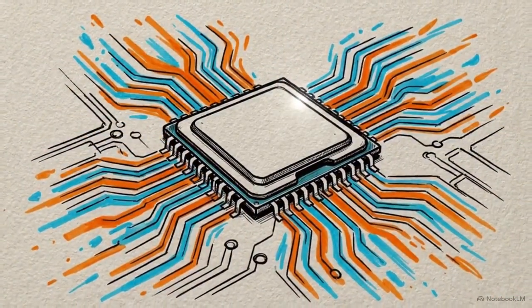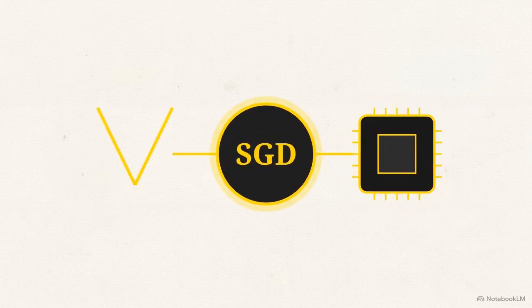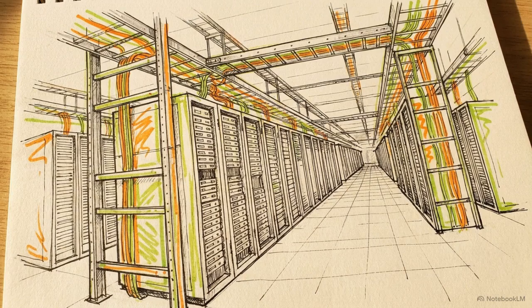This combination of generalized calculus and stochastic speed powers modern architecture. SGD serves as the central hub for today's computing-intensive fields. Massive neural networks for deep learning and immense natural language processing models only function by processing data one point at a time. Stochastic gradient descent solves both the mathematical kinks and the hardware limits. It provides the scalable mechanics that make the modern era of artificial intelligence physically possible.